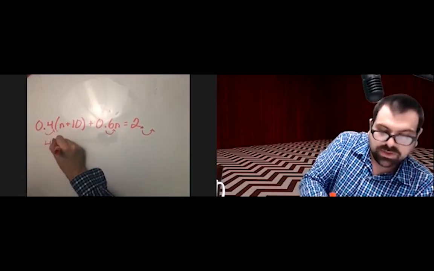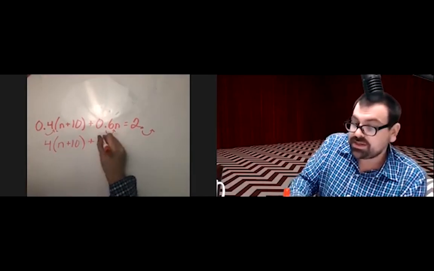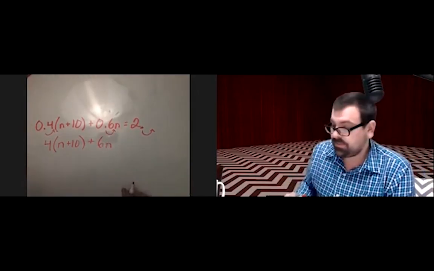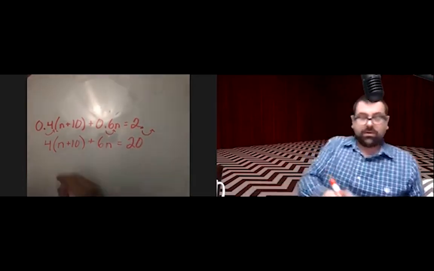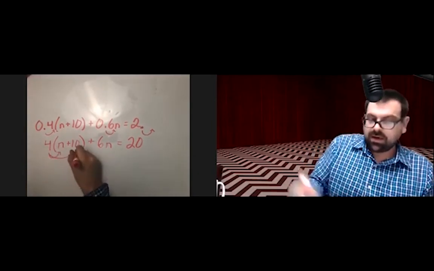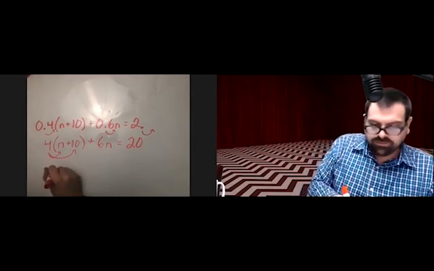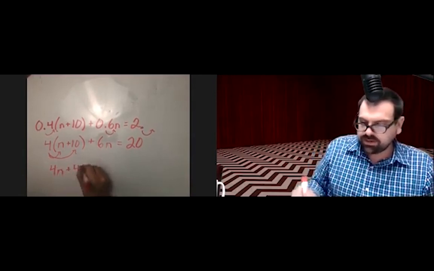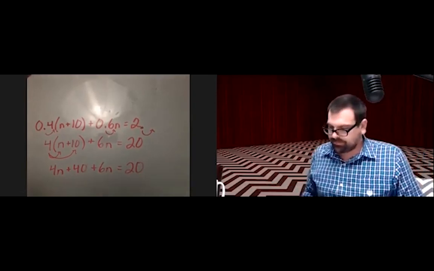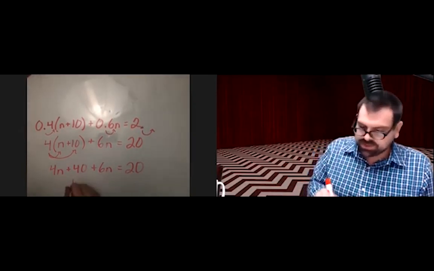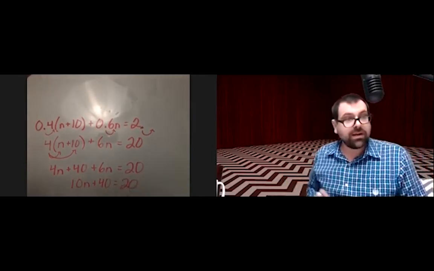4 times the quantity n plus 10 plus 6n equals 20. Now we can distribute. Look at that. The decimals are all gone because of our trick. 4n plus 40 plus 6n equals 20. Combine like terms. 10n plus 40 equals 20.